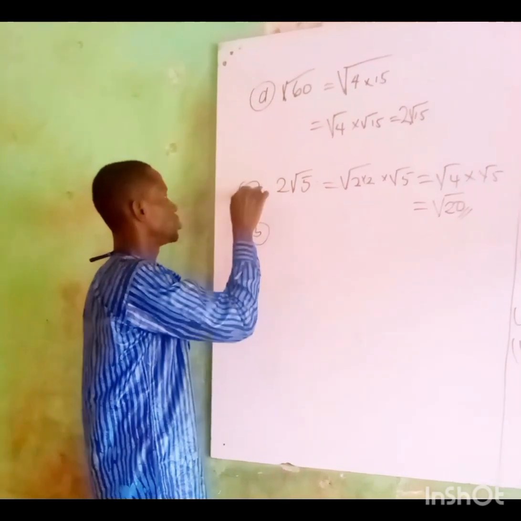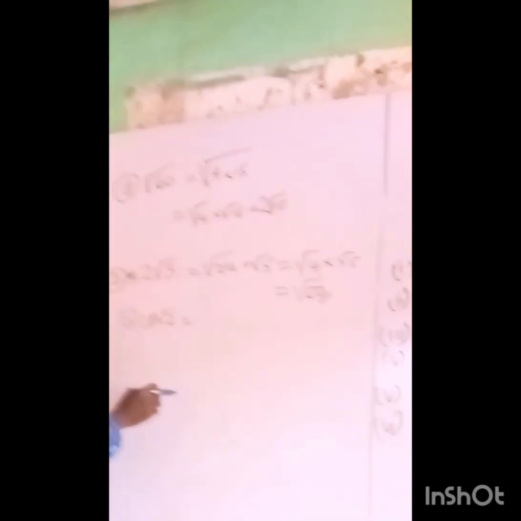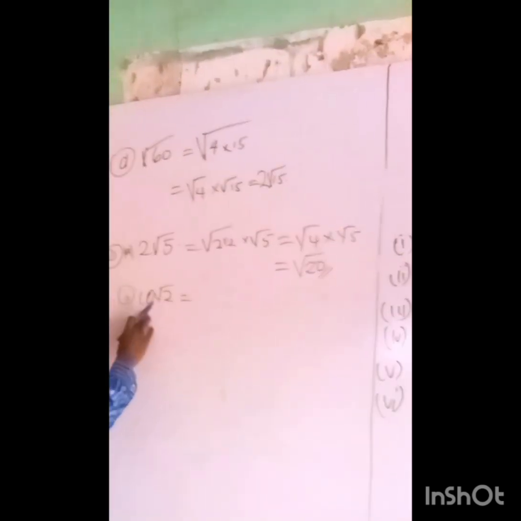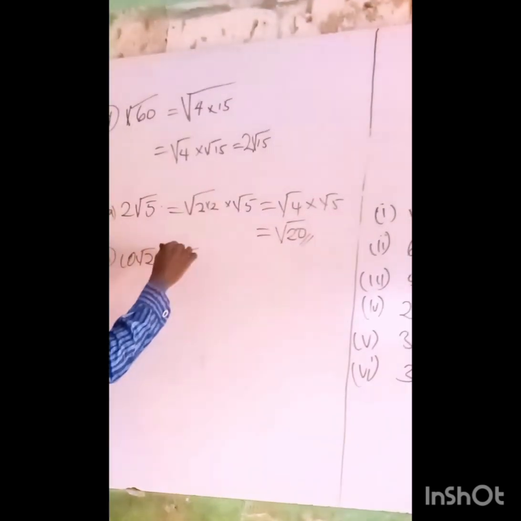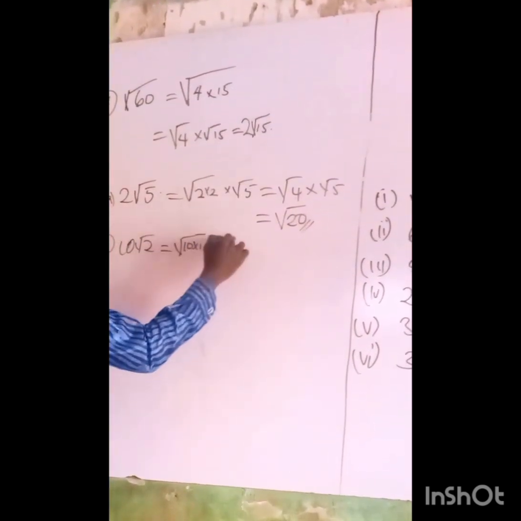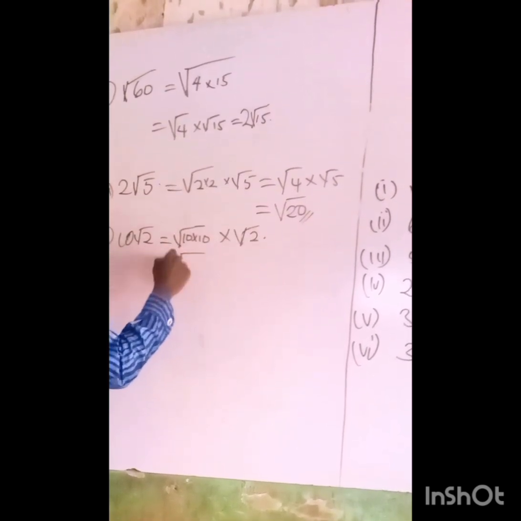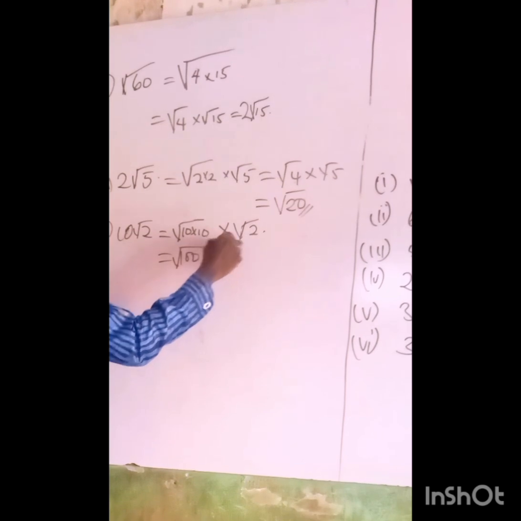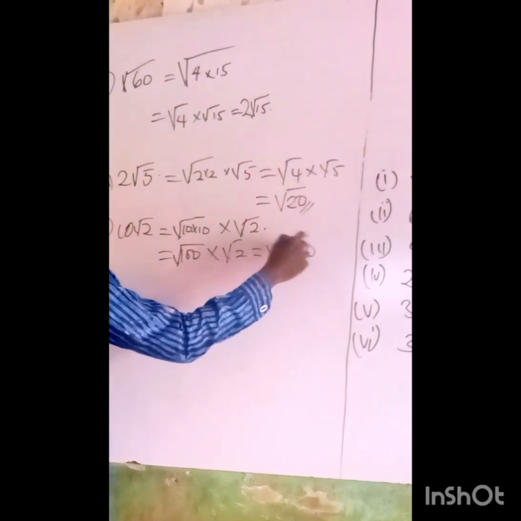So the B now is 10 root 2. It's the same thing as you do this. The number that is outside the root, you multiply by itself. That will give us the square root of 10 times 10 times the root 2 as remaining. So 10 times 10 is 100 times 2. So that will give us root 200.